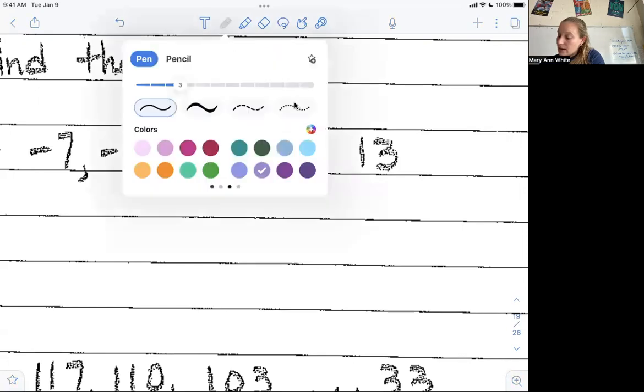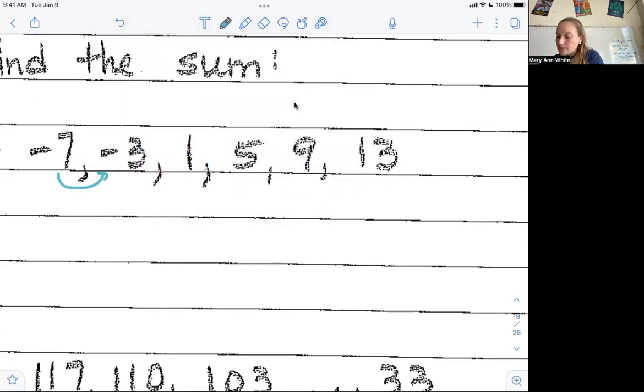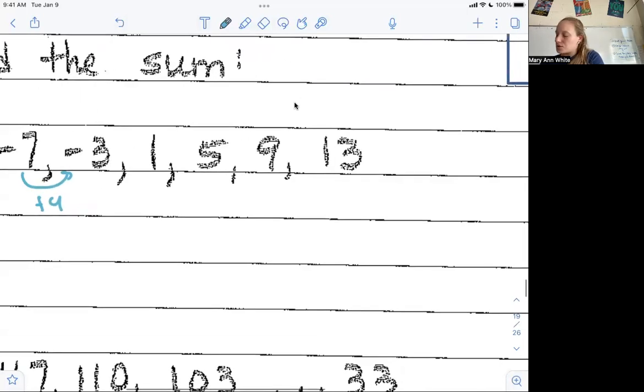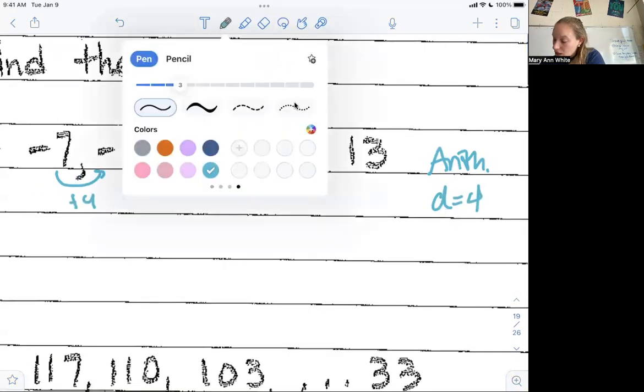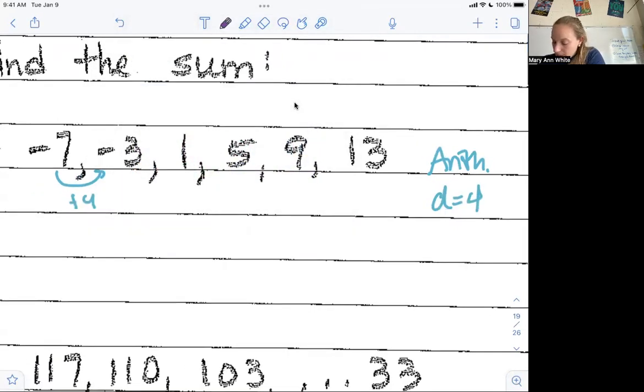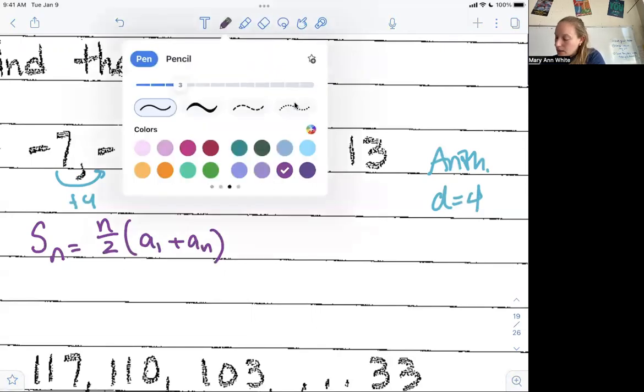Okay, so first thing I'm going to do is figure out how I get from one to the next. I'm going to add 4. So you know it's arithmetic because I told you we were doing it. My d, my common difference, is 4. My formula that I just taught you was that S sub n equals n over 2 times a1 plus a sub n. So we have to plug in our pieces.